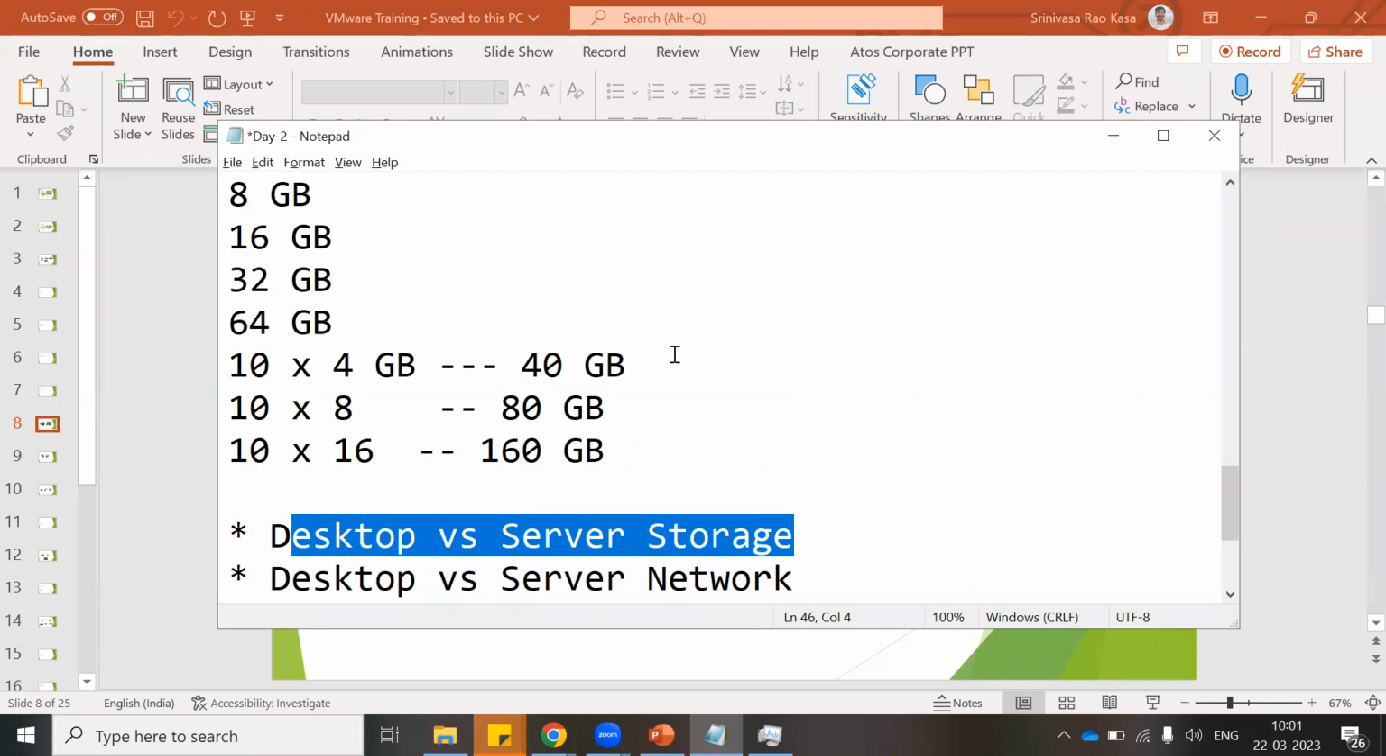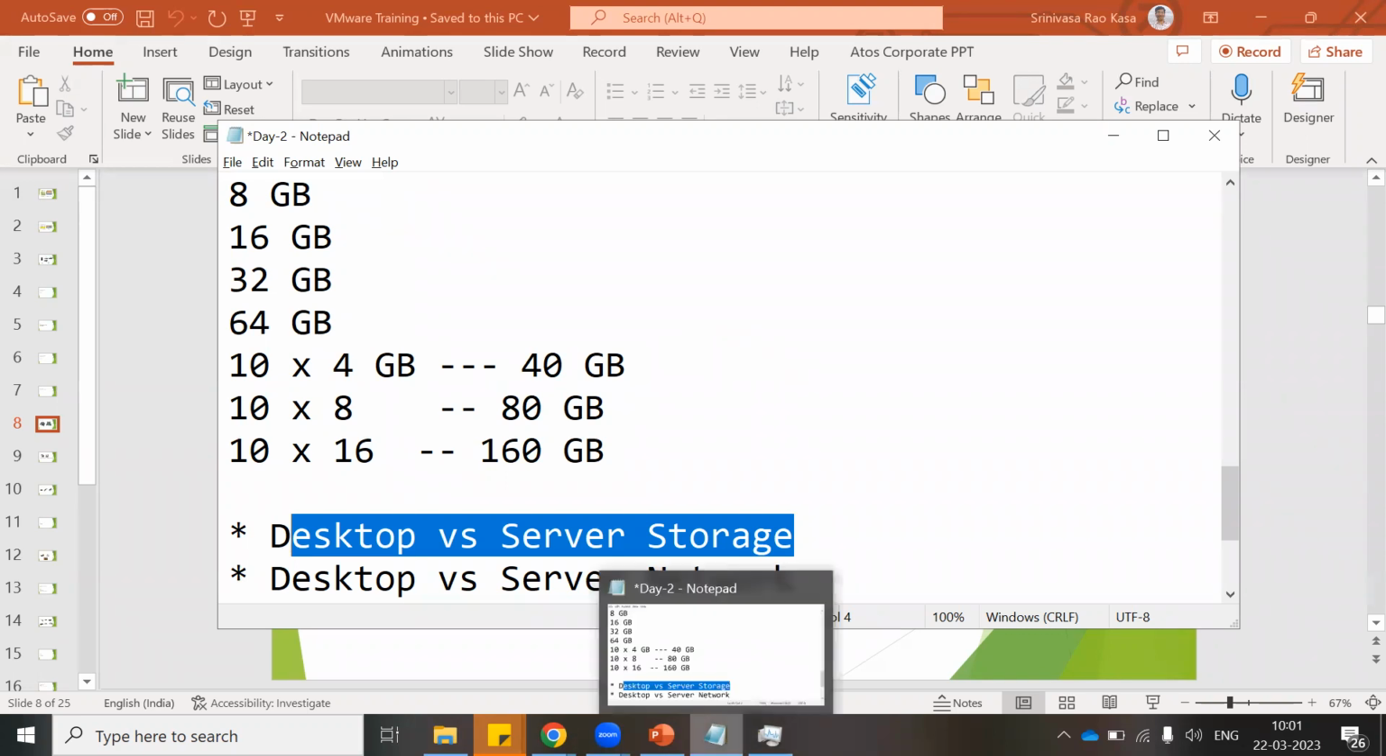10 RAM divided into 2. I didn't get you. 10 RAM install in one processor in first.